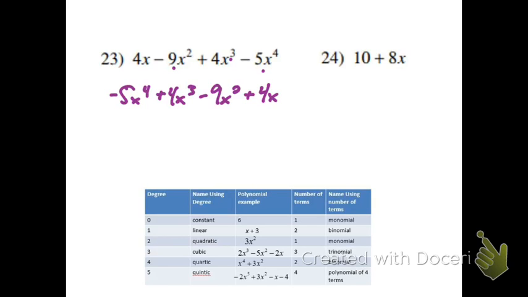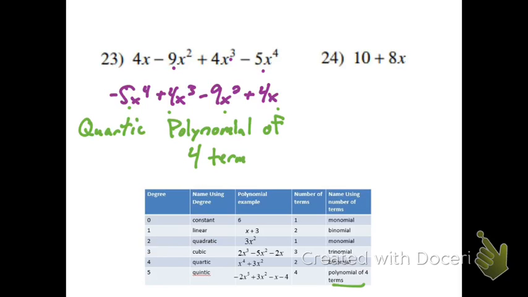Okay, now this one's weird, but we're going to be okay. The highest degree is 4, so once again we have quartic. But it has 1, 2, 3, 4 terms. So then all you'd have to say is polynomial of 4 terms. Okay, so there's that. That takes care of that example.